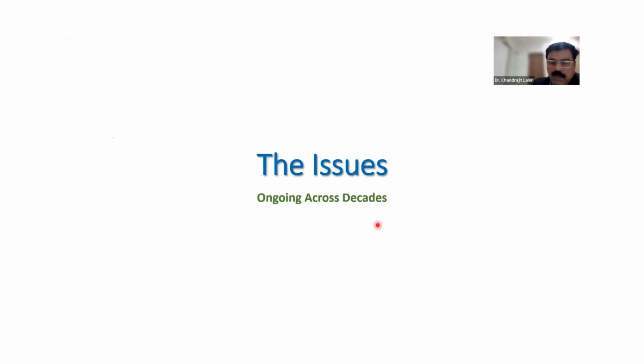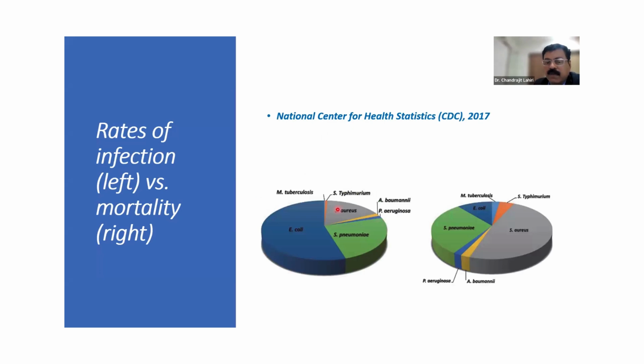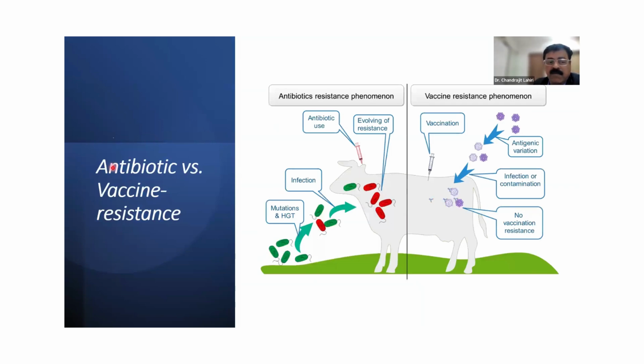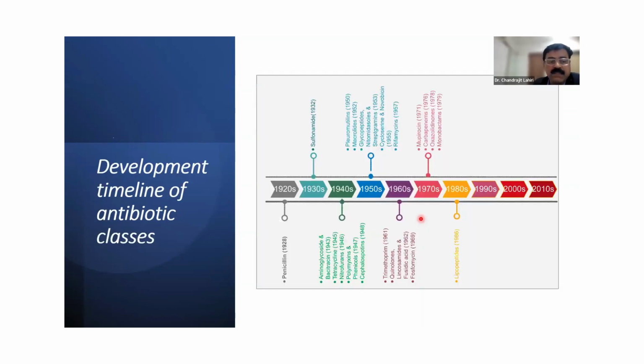The issues which are ongoing across the decades are different infectious diseases. If you see the rates of infection versus mortality, you will see that the bacteria have gotten us. They're very clever, and they are developing multi-drug resistance, and we are writhing in pain. There's also an antibiotic problem, a vaccine resistance and antibiotic resistance going on over the years. The development timeline of antibiotic classes halted around the 1990s. After 2000, there's hardly any new discovery of new classes of antibiotics which can help us. Bacteria have got used to all those earlier ones and have now developed multi-drug resistance. That's what it is all about.